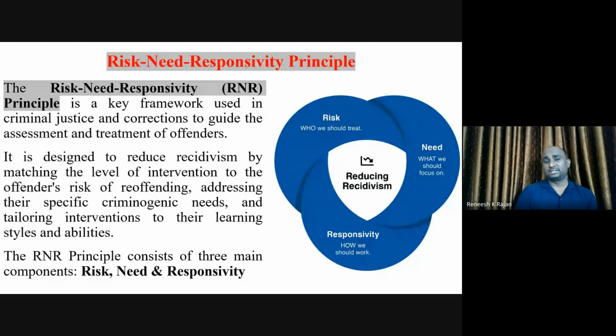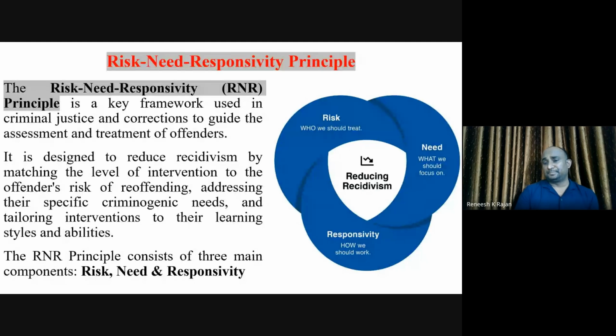The risk-need-responsibility framework is a key framework used in criminal justice and corrections to guide the assessment and treatment of offenders. It is designed to reduce recidivism by matching the level of intervention to the offender's risk of reoffending and addressing their specific criminogenic needs. The R&R principle consists of three main components: risk, need, and responsibility. Looking at that image, risk is who we should treat. When we conduct a risk assessment, we can identify low risk, medium risk, and high risk offenders. So the question is who we should treat.